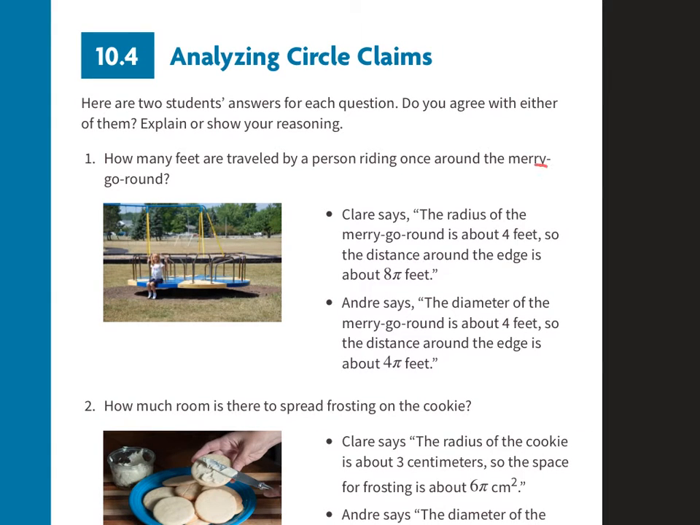So that's around the merry-go-round, so that's circumference. So remember, circumference is pi times diameter, or 2 times radius times pi. Okay, so let's see what Claire and Andre say.